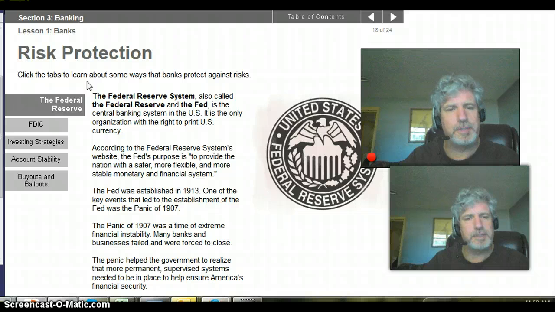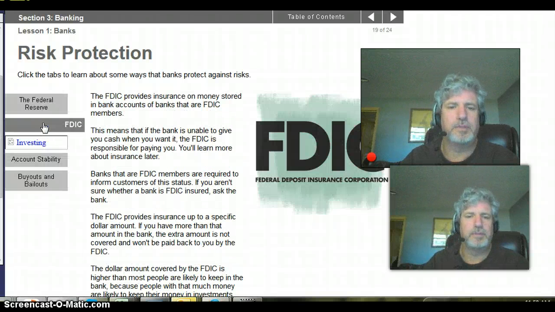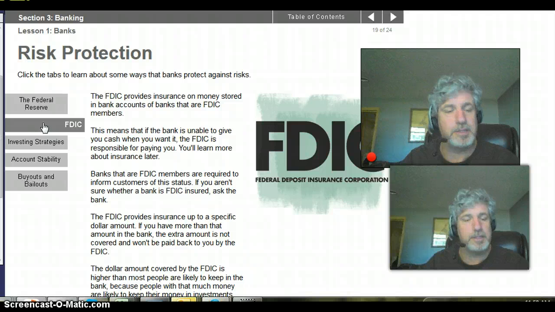So there is some risk retention for banks. That has to do with the Federal Reserve, which is also called the Fed, a central banking system in the U.S. and it's the only organization with the right to print U.S. money. There's also the FDIC, which provides insurance on money stored in banks.